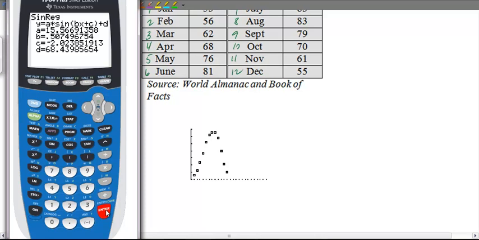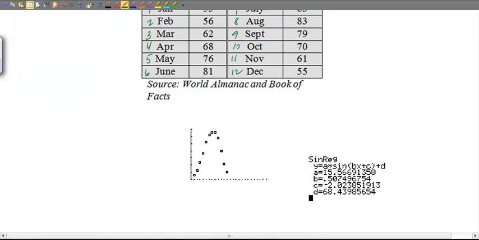Now what it did is it went and took those 2 lists, list 1 and list 2, and it did a regression based on those numbers. And notice that it gives me an equation for sine, and then it lists all of the amplitude, the period, the phase shift in this case, which is inside of the parentheses, and the vertical shift, which in this case is outside of the parentheses. So I'm going to copy all of that information down here. Let's put it over here on our paper.